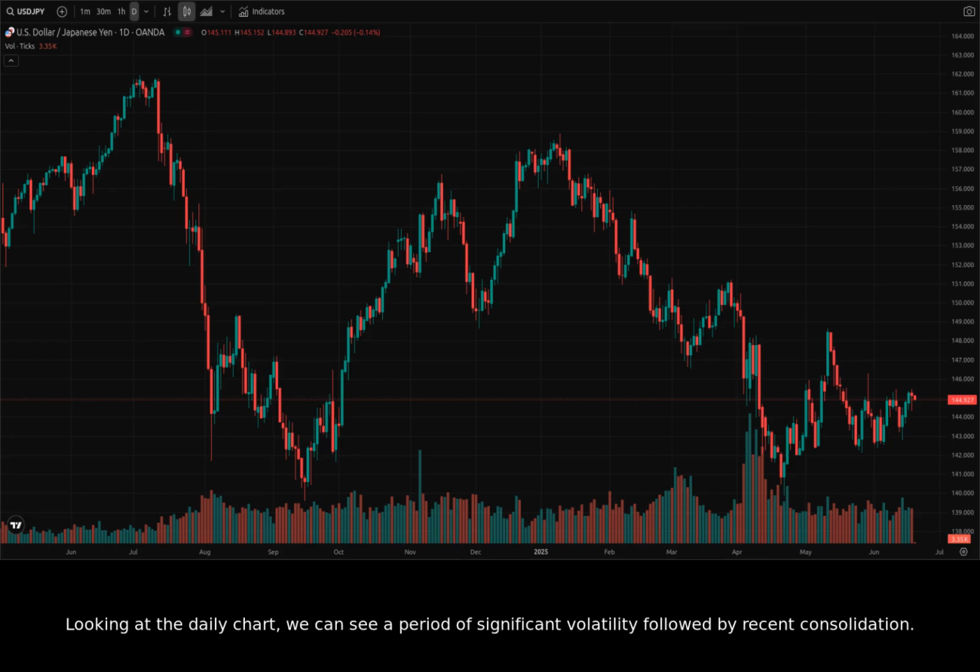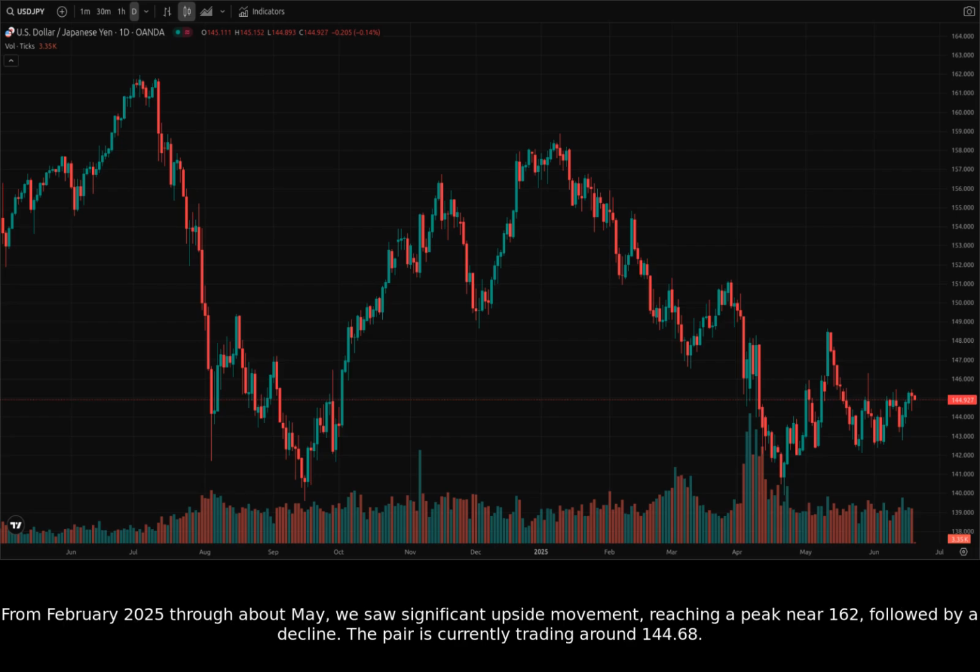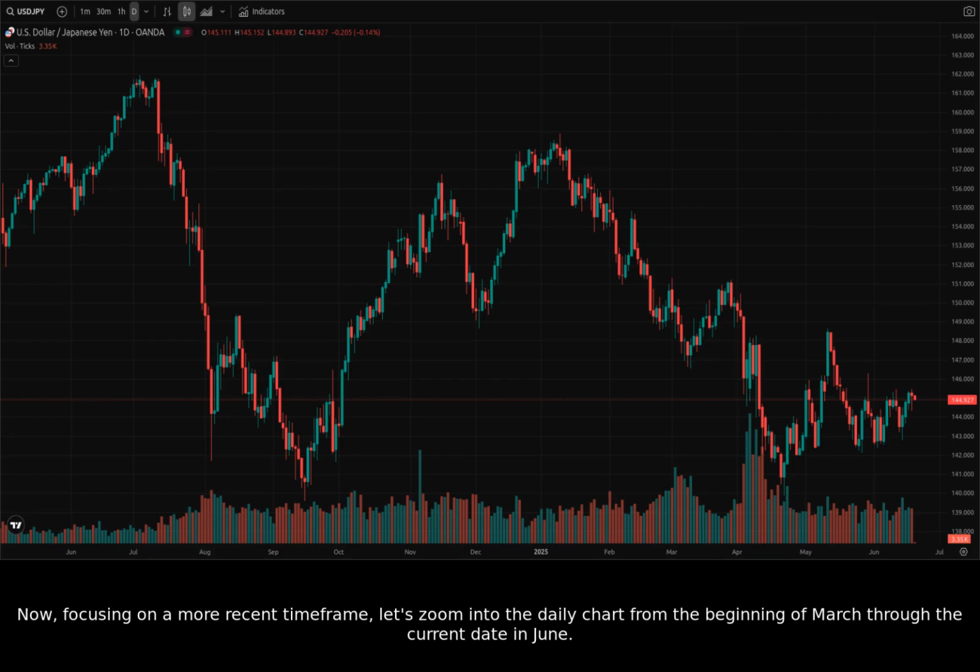Looking at the daily chart, we can see a period of significant volatility followed by recent consolidation. From February 2025 through about May, we saw significant upside movement, reaching a peak near 162, followed by a decline. The pair is currently trading around 144.68.